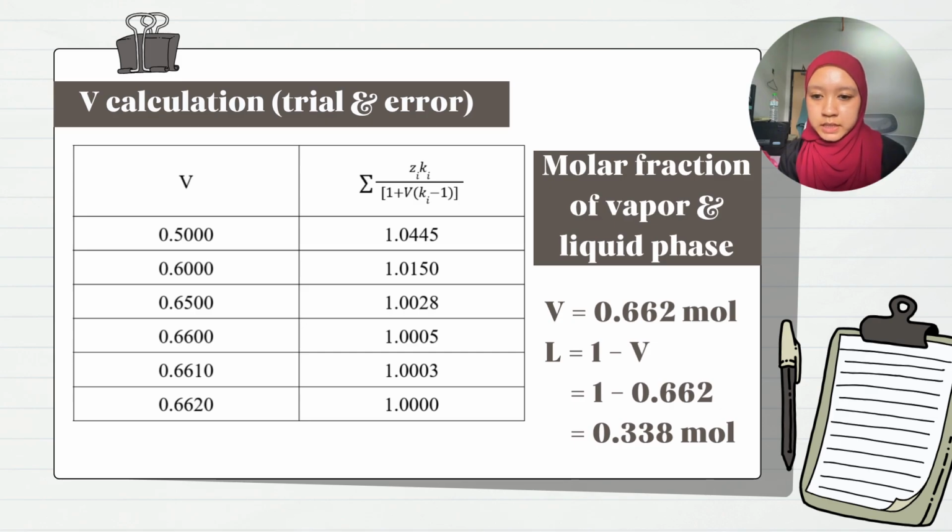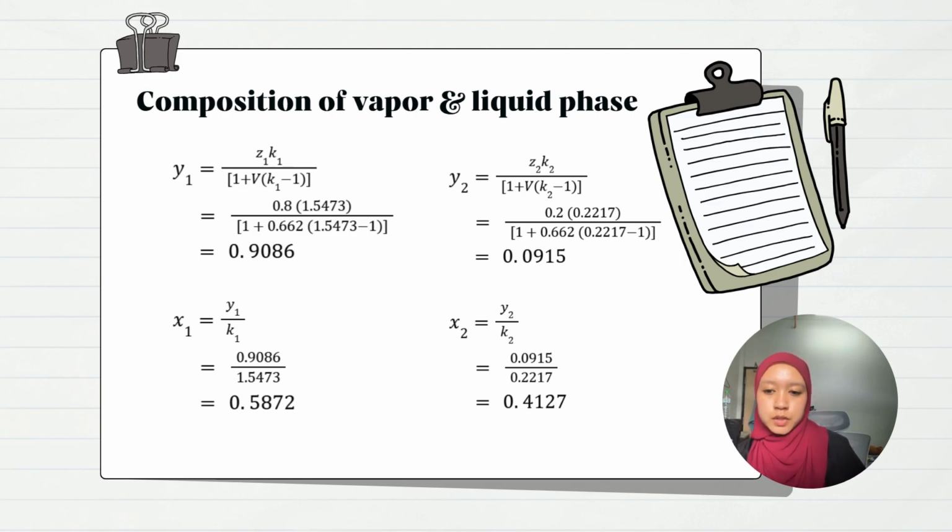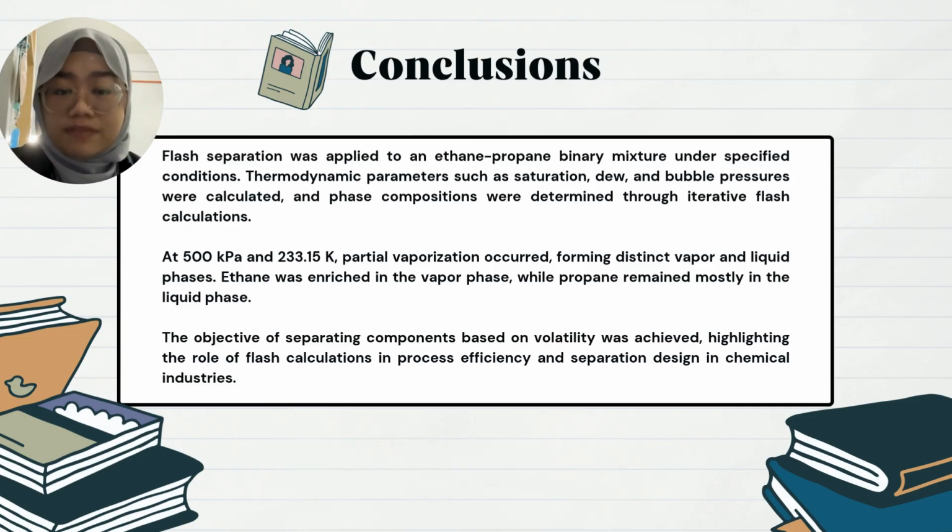The feed composition is given as Z1 0.8 and Z2 0.2. We then apply the Rachford-Rice equation to determine the vapor fraction V using trial and error. After several trials, we got V equals 0.662. Then we calculate the liquid fraction, which is L equals 1 minus V, and we get 0.338. For liquid composition, we use the formula X equals Y over K, and we get X1 equals 0.5872 and X2 equals 0.4127.